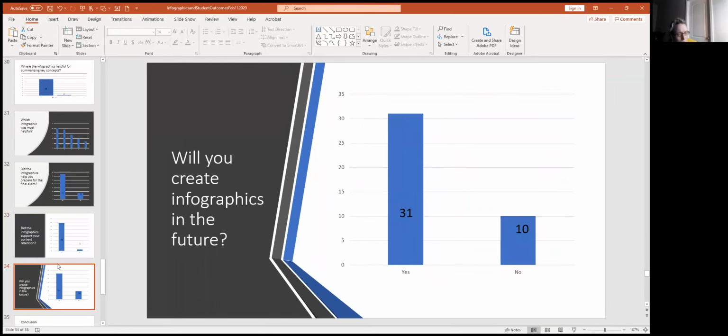Will you create infographics in the future? One of the avenues I think we could go down, if you decide, I'm going to begin to use infographics in my class. I think it's a good idea. I think you want to research how to create infographics such that they align with the learning objectives and the content, right? And then you share some infographics.